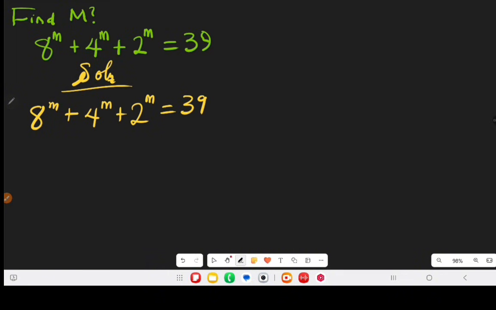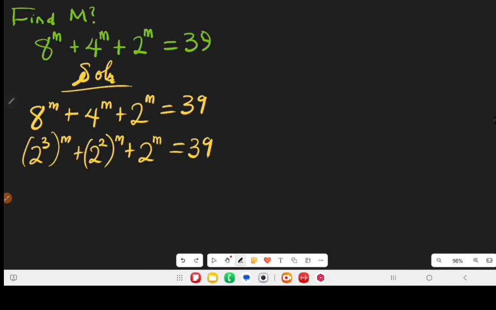Next step, we have to express 8 and 4 in base 2, which is the same thing as 2 raised to the power of 3, meaning you have to times 2 by itself 3 times to give you 8, all raised to the power of m, plus 2 raised to the power of 2, which is 4, all raised to the power of m, plus 2 raised to the power of m equal to 39.